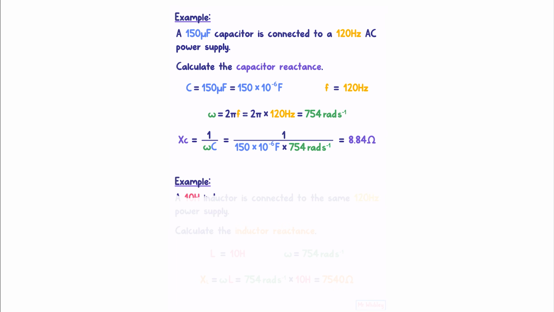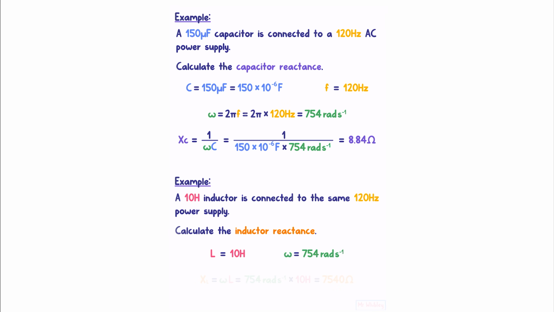For another example, a 10 Henry inductor is connected to the same 120 Hz power supply. Calculate the inductor reactance. So we have our inductance and we have our omega from before. We know that the inductor reactance is omega L. Putting those numbers in gives us 7,540 ohms.